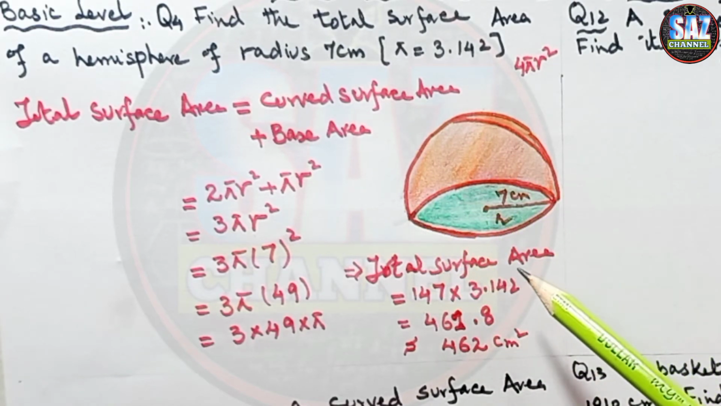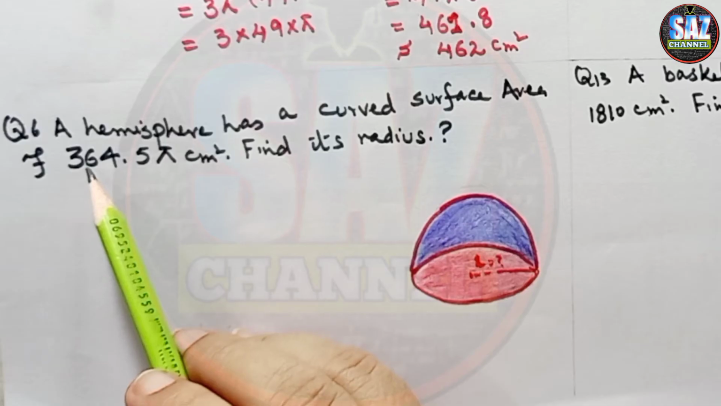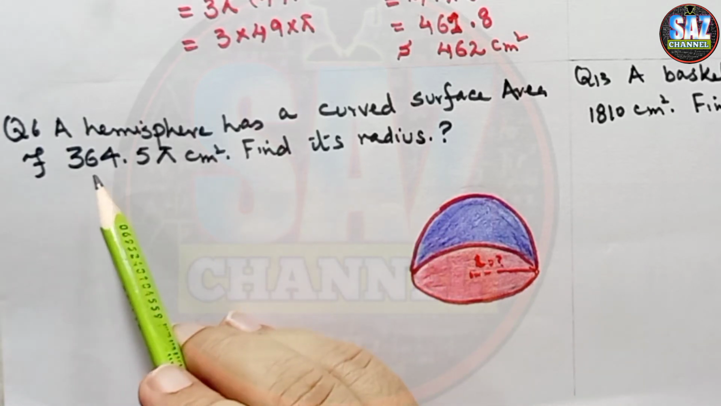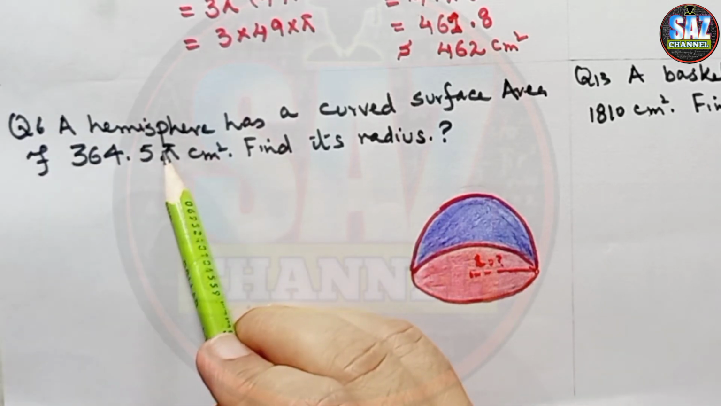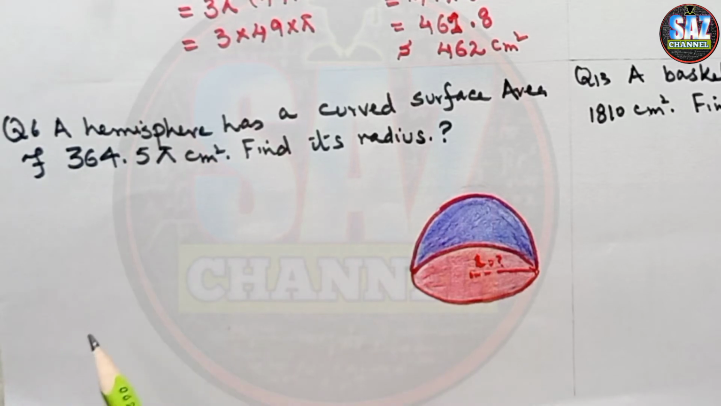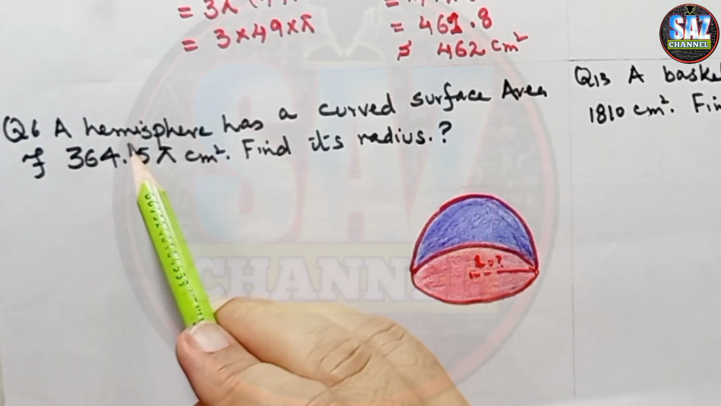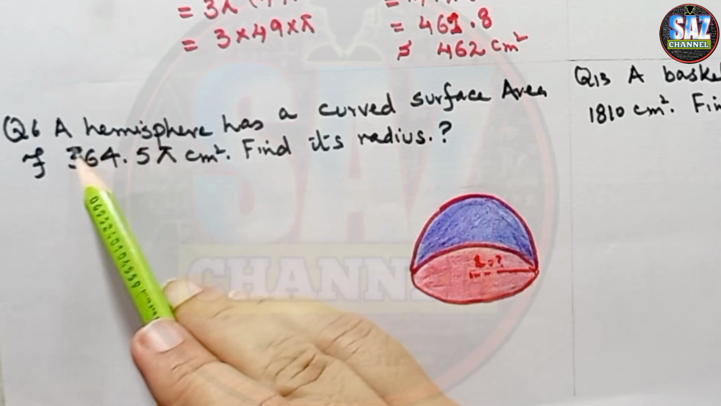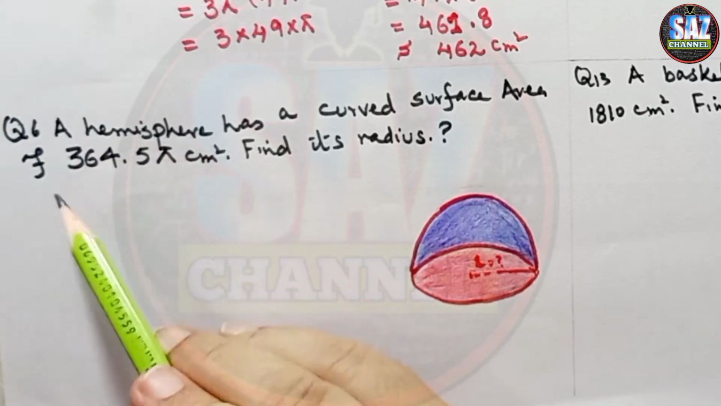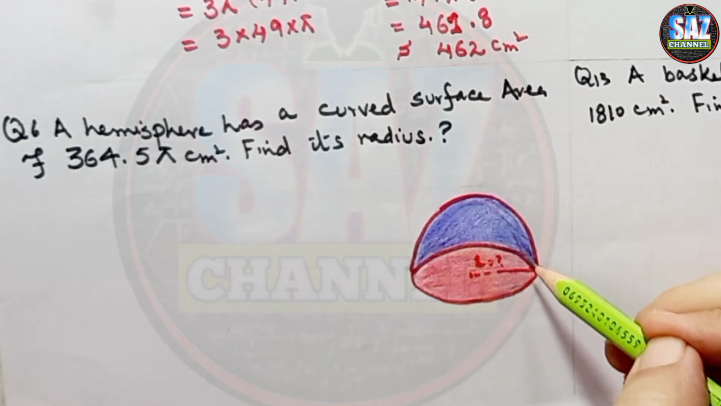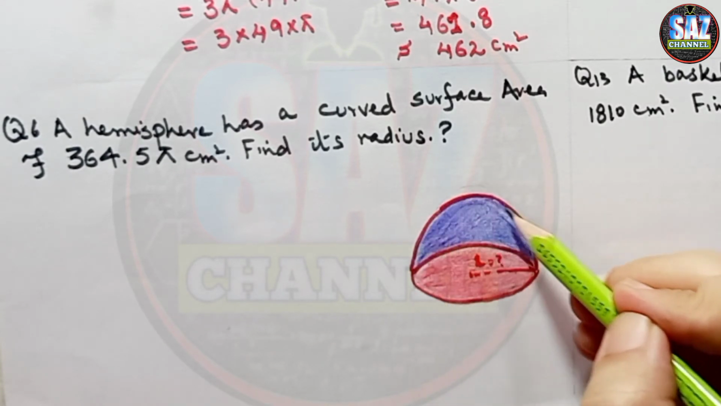And let's move to question number 6, and let me read the question from the book. Question 6 says a hemisphere has a curved surface area of 364.5 pi centimeter square. Find the radius. Okay, let's try to understand what is 364.5 pi given in the question. This 364.5 pi is the answer for the curved surface area of this hemisphere.